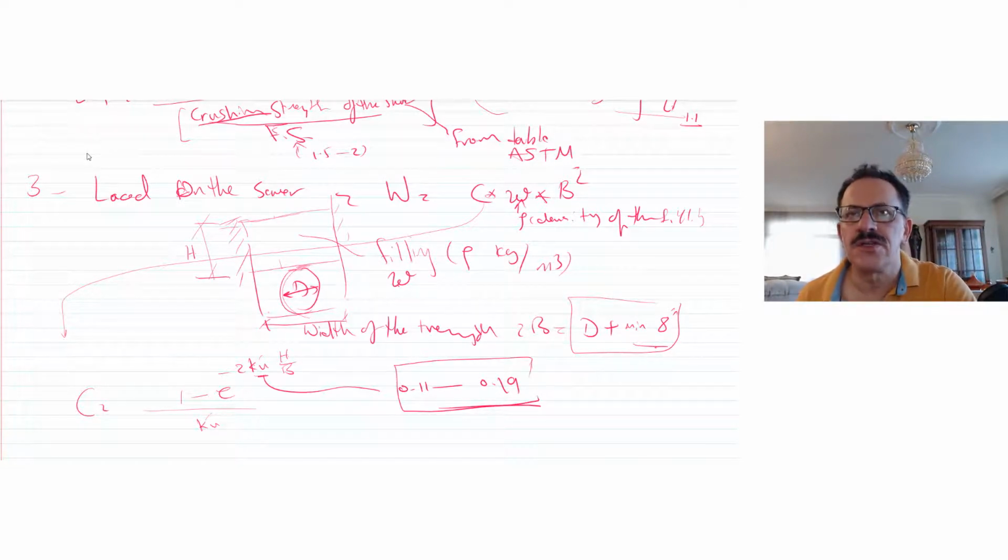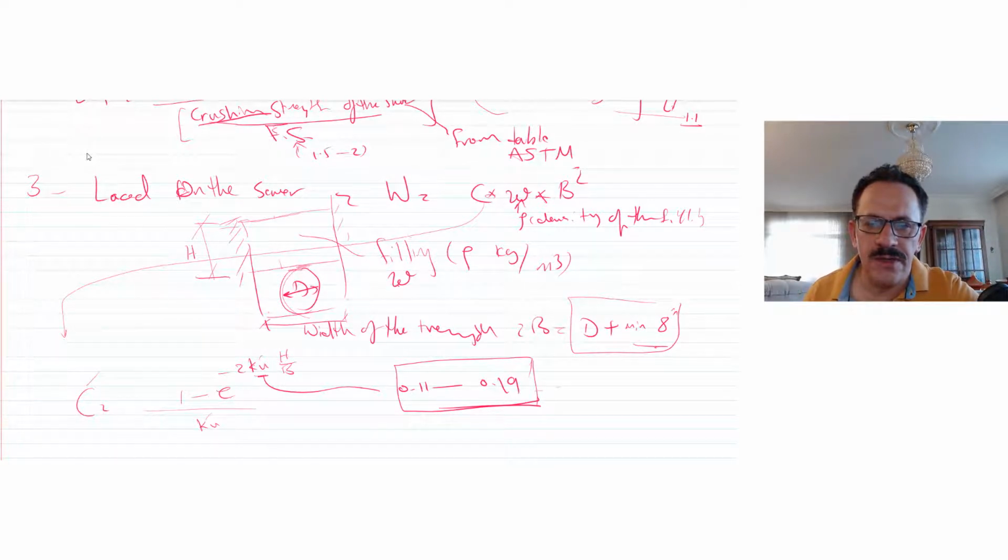K is the ratio of the lateral earth pressure to the vertical earth pressure, and U bar is the sliding factor between the two soils, one of the earth itself, the trench soil itself, and the other for the filling material. So we have 0.11 till 0.19. That will be the KU bar. So we can use this one.